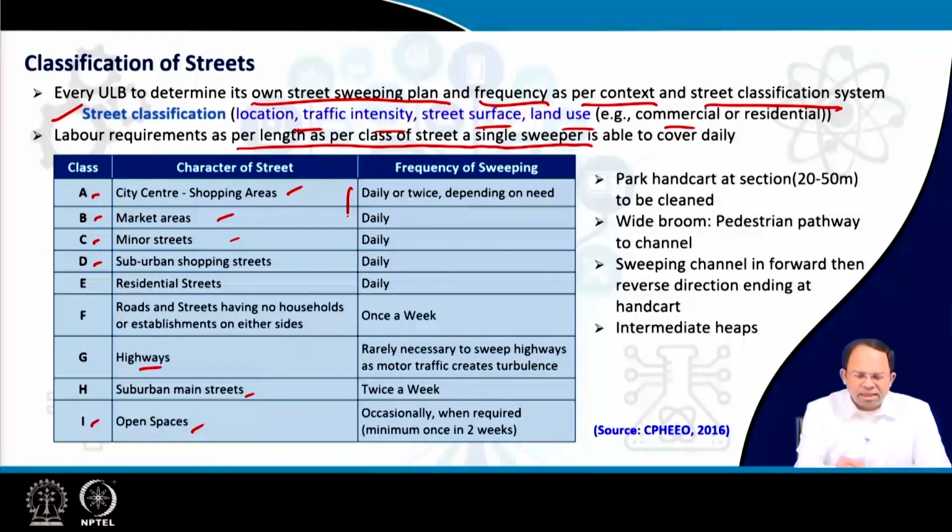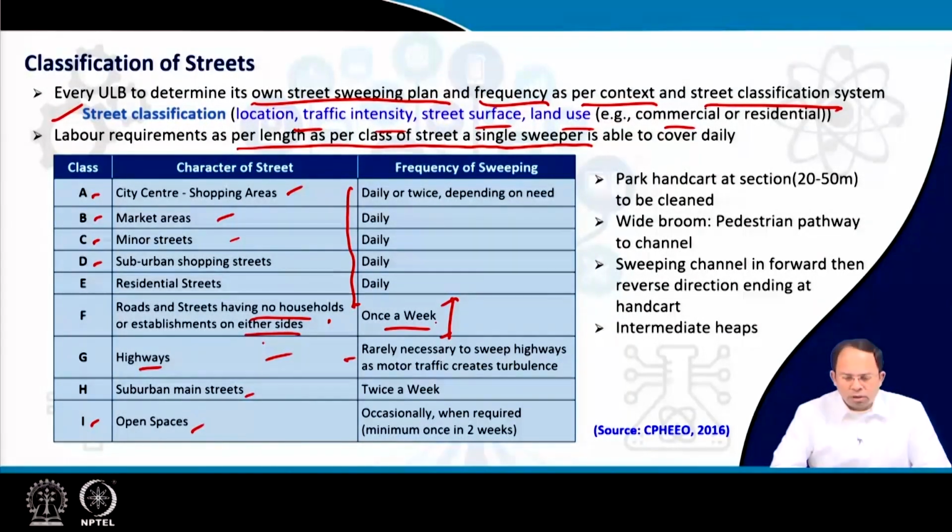And these are the suggested frequencies which are given over here. As you can see, highways require rare cleaning because, as we have discussed, turbulence takes the waste away, and people don't keep their windows open on highways, so they don't throw garbage out, but in other streets maybe that practice happens. Also, on highways there are not too many pedestrians. Whereas for areas which don't have many people around the streets, with no households on either side of the street, cleaning once a week is adequate. So, this is how we have to decide on the frequency of cleaning based on different types of urban streets.